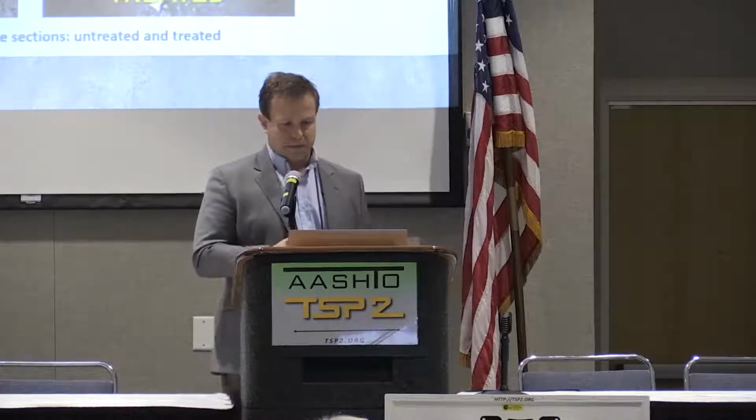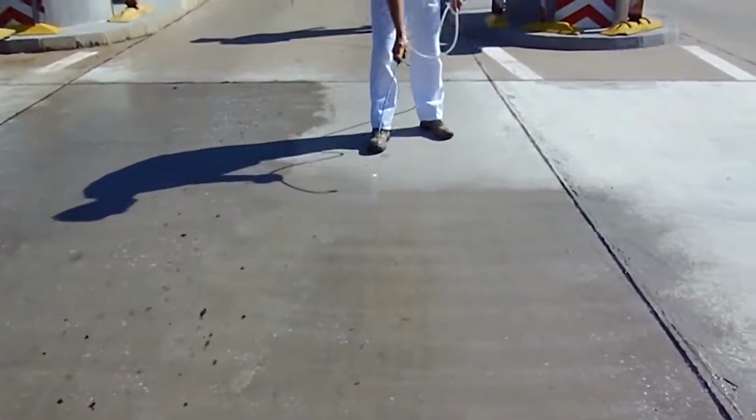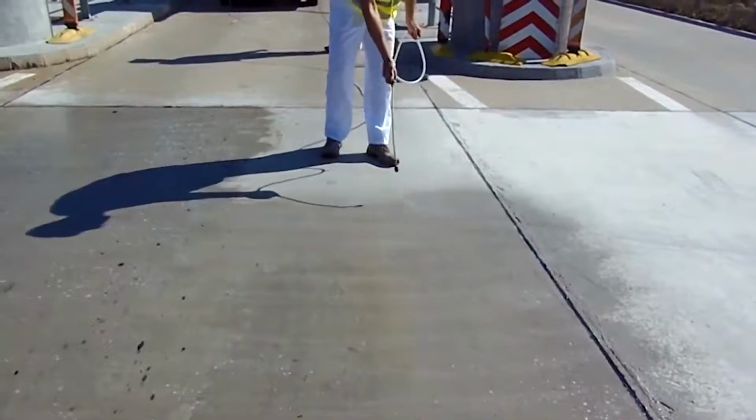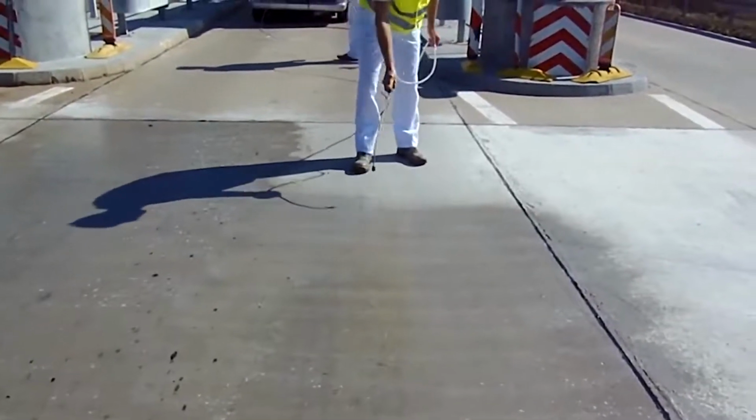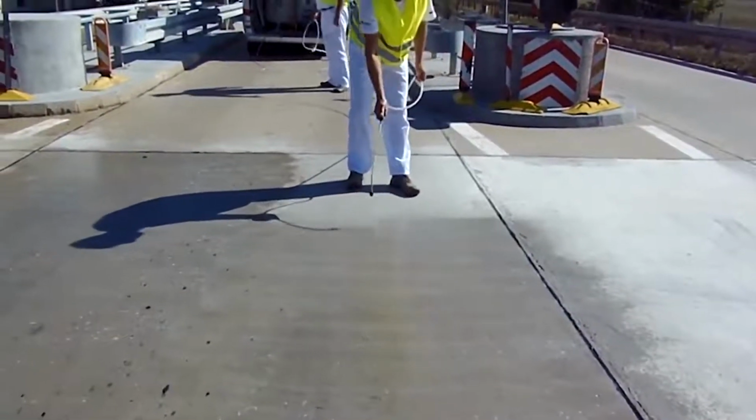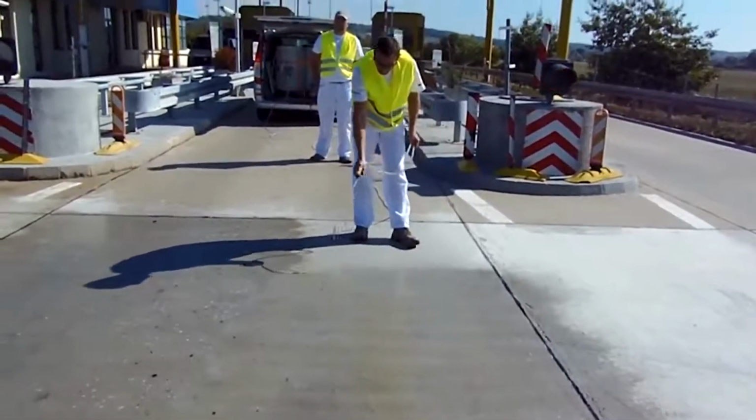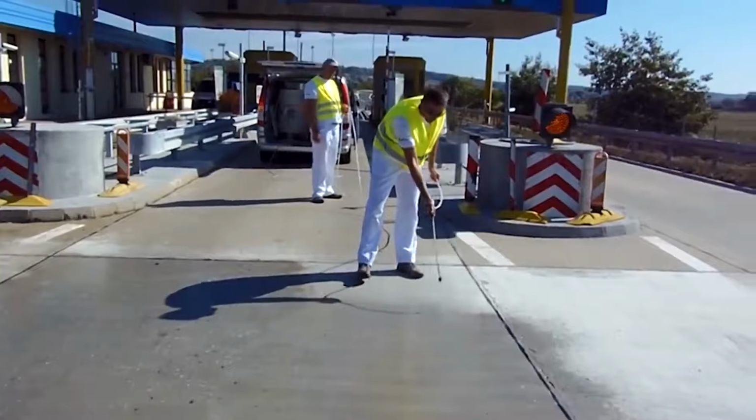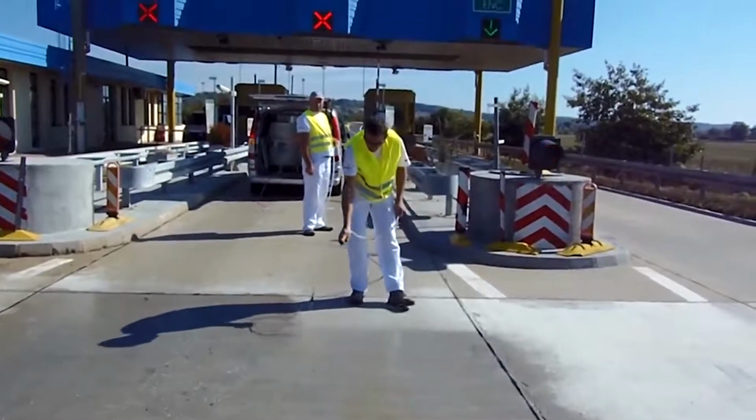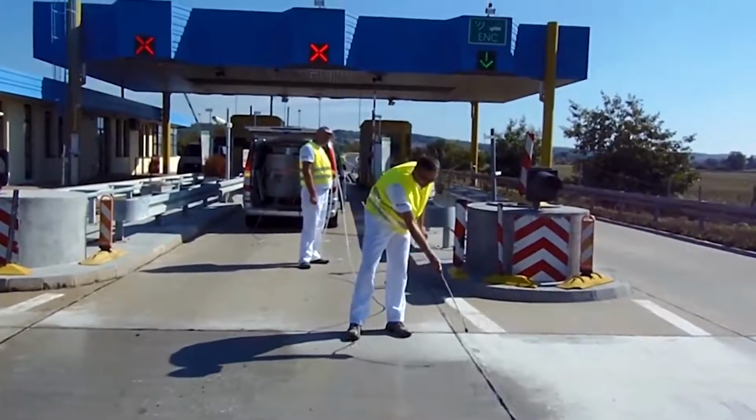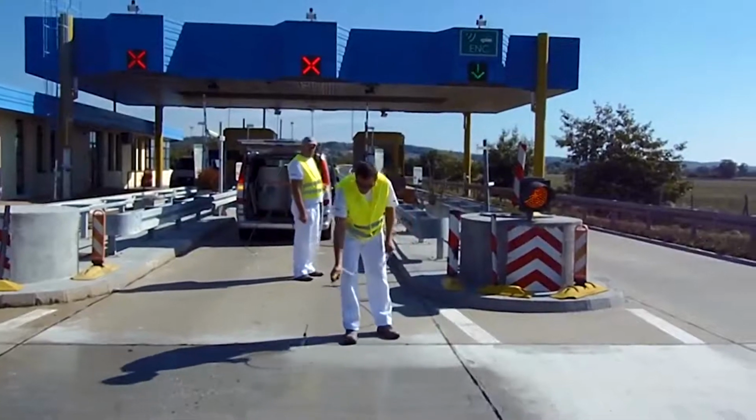So here we have a tall booth application. You can see that in this case, they are spraying direct. There's a van with a couple of drums there, and it's a very fast application. In this case, about 20,000 square feet per hour per person. So you don't have to close your traffic for a long time.